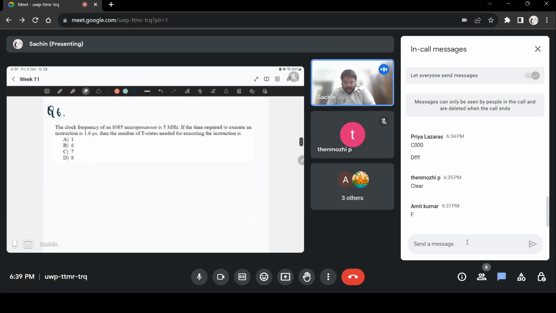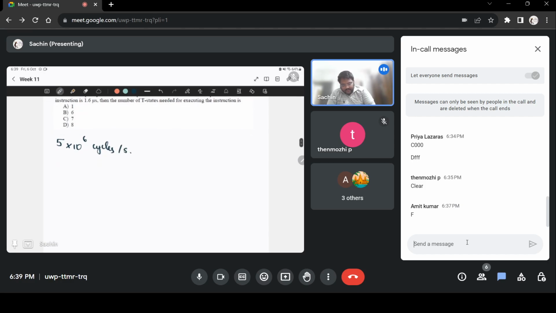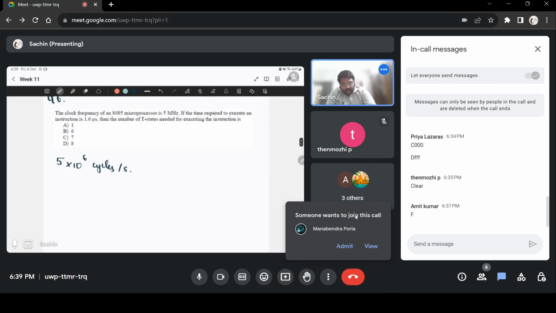Question 6. The clock frequency of an 8085 microprocessor is 5 MHz. If the time required to execute an instruction is 1.6 microseconds, then the number of T states needed for executing the instruction is... So the information they have given us is that the clock frequency is 5 MHz. That means 5 into 10 power 6 cycles per second. Hertz and cycles per second are the same thing.